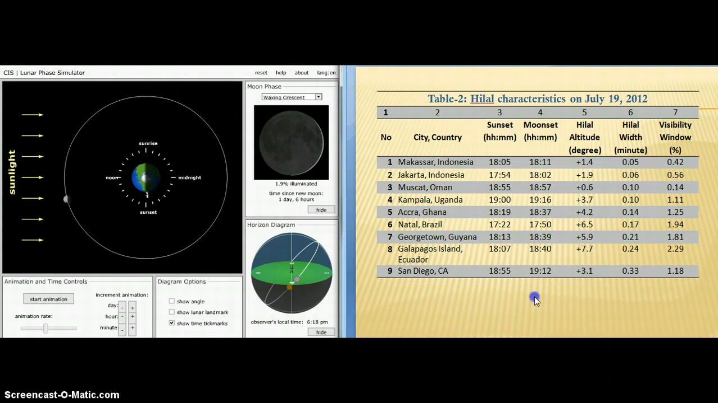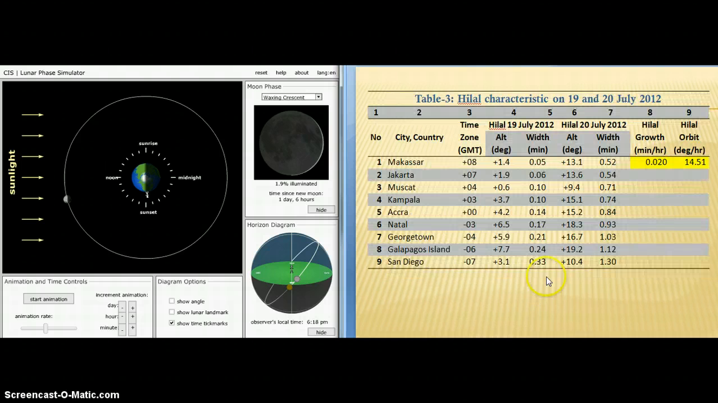Table 3 shows the characteristics of the crescent at two consecutive sunsets on July 19 and 20, 2012. Astronomical data in columns 4 to 7 will produce the information in columns 8 and 9. In the table, we will use the astronomical data of the crescent at the easternmost point, Makassar, as a reference for analyzing the characteristics of the crescent at two consecutive sunsets.